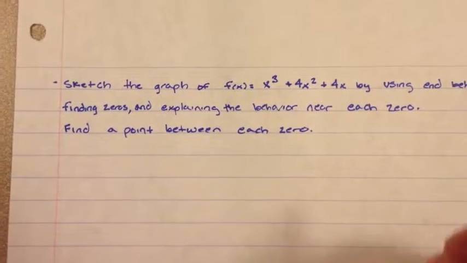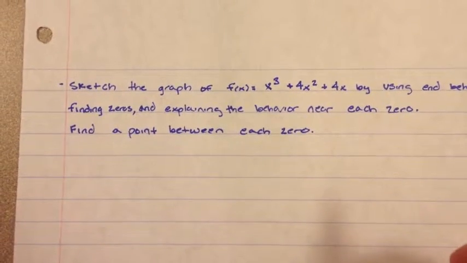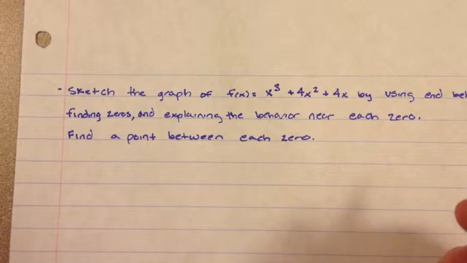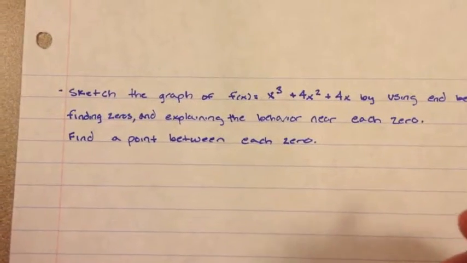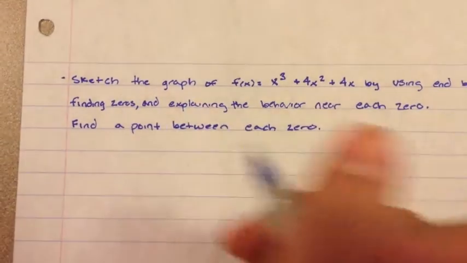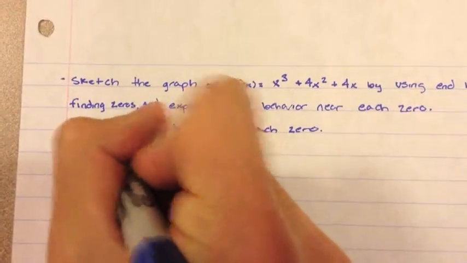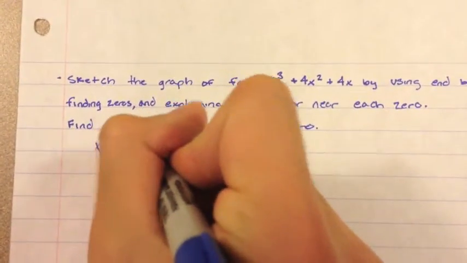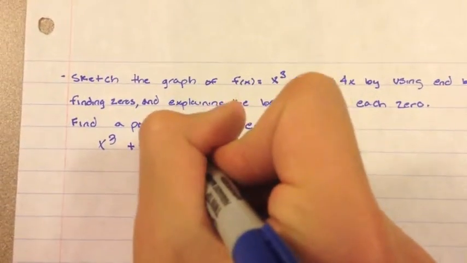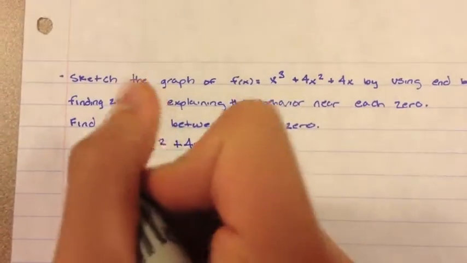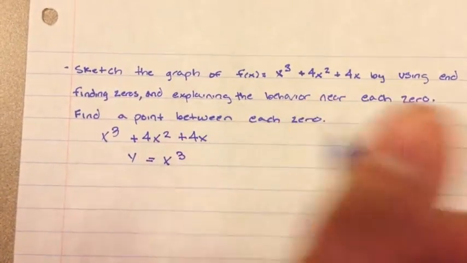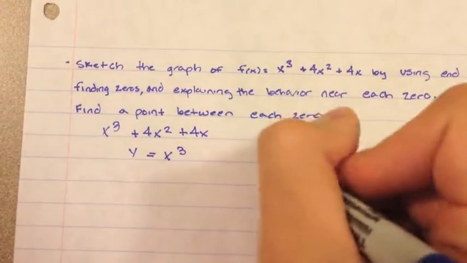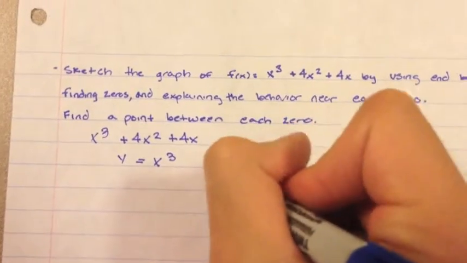The question wants us to sketch the graph by using end behavior, finding zeros, and explaining the behavior near each zero, and it wants us to find a point between each zero. So, from the equation, x cubed plus 4x squared plus 4x, the parent function is y equals x to the third. And since it's positive, we know that the end behavior of the graph will look like this.